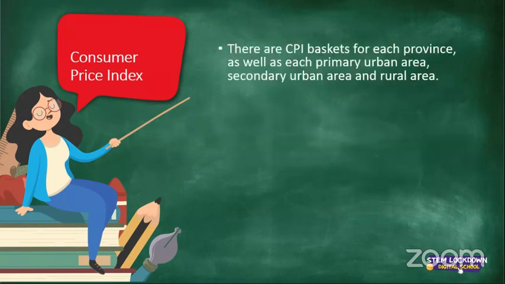There are CPI baskets for each province, as well as each primary urban area, secondary urban area, and rural area. So suppose we are taking the CPI basket for each province. We'd have a basket for Gauteng, Western Cape, Limpopo, Northwest, né? You'd have those baskets, meaning of all the things that people have bought there. And then they would sift that basket to the most common things and compare it amongst all these different provinces. The same would apply with each primary urban area.